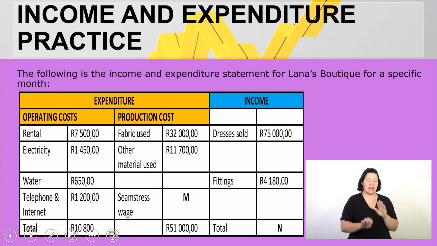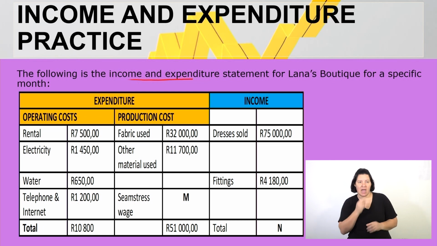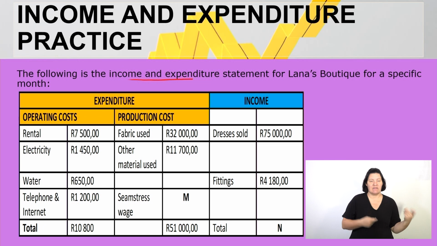The second example here, or question says, the following is an income and expenditure statement for Lana's Boutique for a specific month. Right, so let's get familiar. We have on the left-hand side our expenditure, which is divided into operating cost and then your production cost. Then we have on our right-hand side the income, right, for dresses sold and fittings.